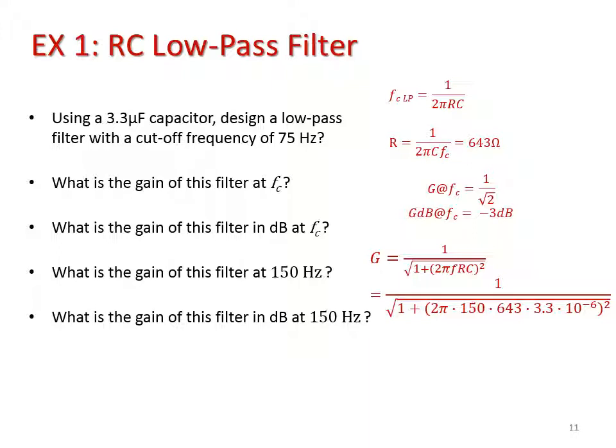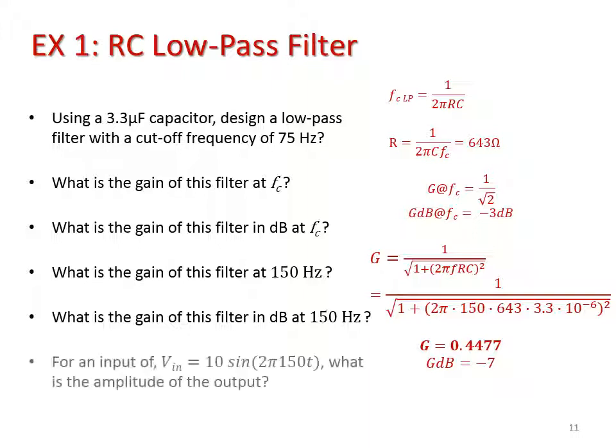And then we can look at the gain of this filter in decibels at 150 hertz again, and solve through. So the gain is 0.4477, and the gain in decibels is -7. And then finally, for an input value of V in equals 10 sin(2π·150t), which is the signal that's coming in, what is the output of the circuit?